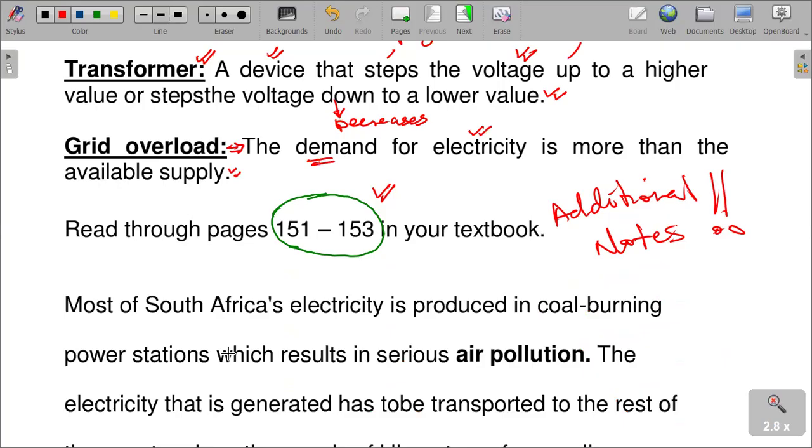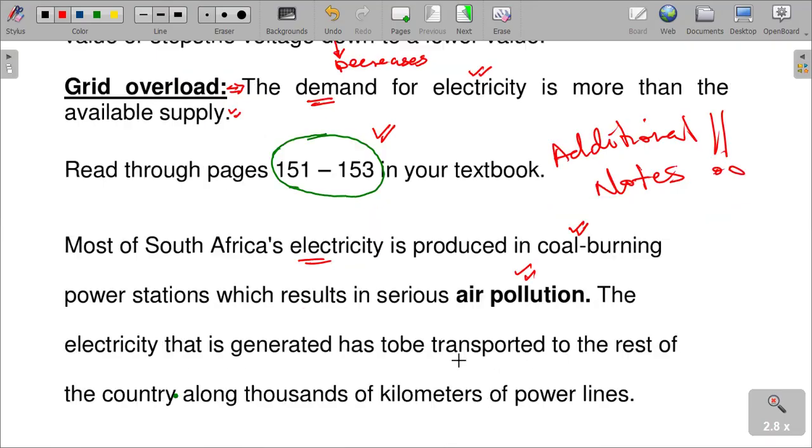Most of South Africa's electricity is produced by coal burning. It is mostly produced from coal-burning power stations, which result in serious air pollution. I'm sure we have already talked about the burning of fossil fuels, that when fossil fuels are burned, they produce serious air pollution.